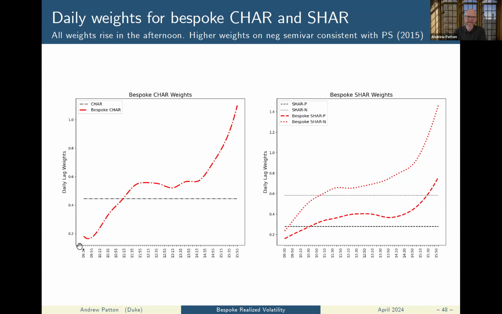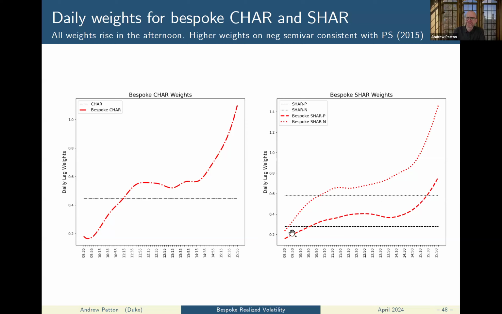So on the left-hand side, I'm showing you the continuous HAR, which is a flat line, and the bespoke continuous HAR, which is this red line. Same sort of pattern as we were seeing for the standard HAR. On the right-hand side, I'm showing you this semi-HAR, the semivariance-based HAR model. Here we have two lines that we have to talk about because we've got the positive and the negative part. So let me first talk about the two flat lines.